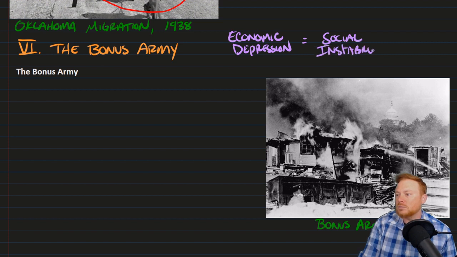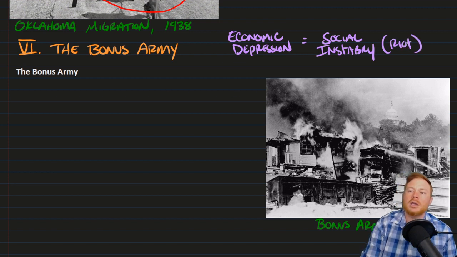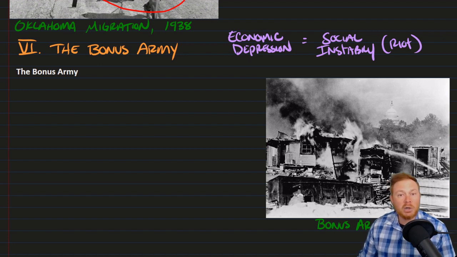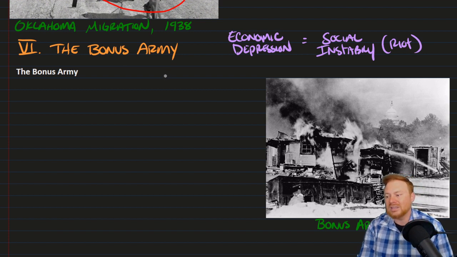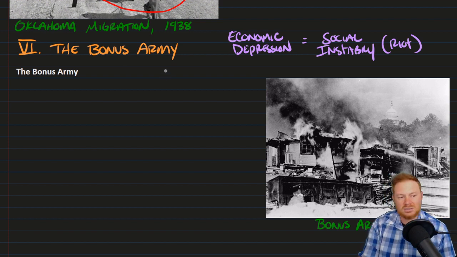And social instability might just be like a fancy word for rioting or riots. And one of the major social upheavals during the Depression era was the Bonus Army. And the Bonus Army, and the way in which Herbert Hoover dealt with it, in large part just sealed the deal for his presidency.